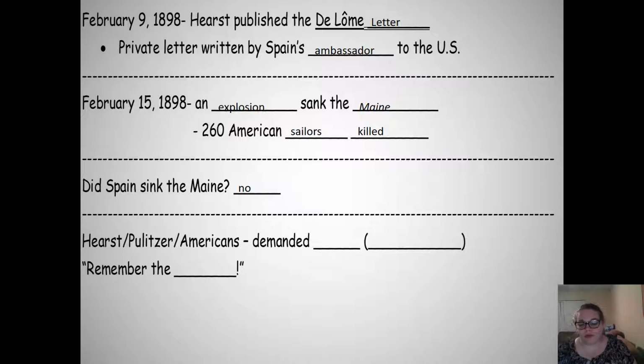Hearst, Pulitzer, most Americans at this time, even though Spain did not sink this boat, and Spain is coming out and saying, we did not sink this ship, we don't believe them. We think they did, and they're going to demand war. Okay, remember, Hearst and Pulitzer and a lot of American government officials at this time, they're war hawks. They think the first response should always be violence. And their rallying cry is going to be, remember the Maine.